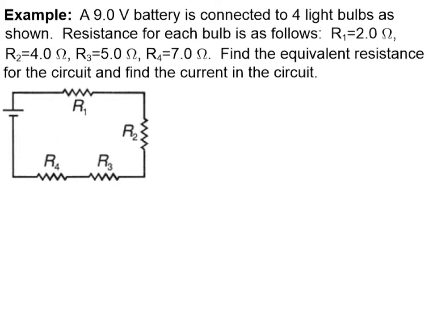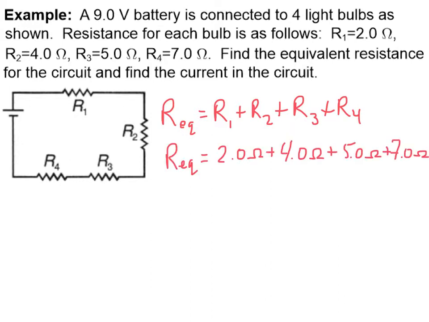Let's do a sample problem together. Let's say we have a 9-volt battery connected to 4 light bulbs, as shown in our diagram, and we have the resistance for each of those bulbs. Find the equivalent resistance for the circuit and find the current in the circuit. Well, I know that I can find the equivalent resistance by simply adding up all of the resistances that are in this series circuit. And when I add all of them up, I get an equivalent resistance of 18.0 ohms.